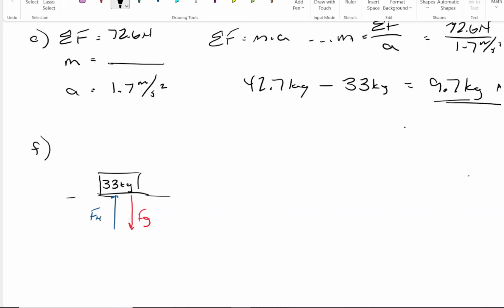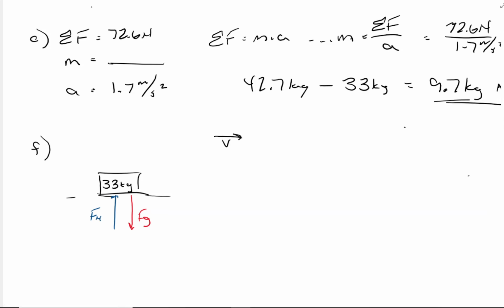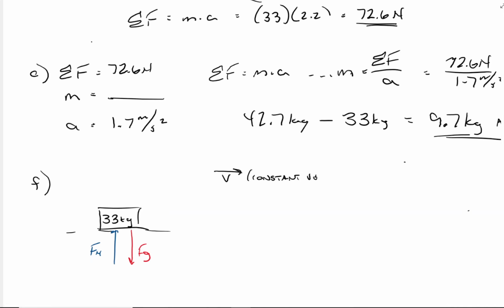Off to the side, just for my own thinking, I'm going to identify motion to the right. This is not part of my free body diagram. This is just for my own thinking, because I need to evaluate, are we accelerating? Well, they tell you it's moving at constant velocity, which tells us something about the acceleration. The velocity is not changing. That means that a is equal to 0 meters per second squared. And therefore, if we're not accelerating, the net force has to be 0.